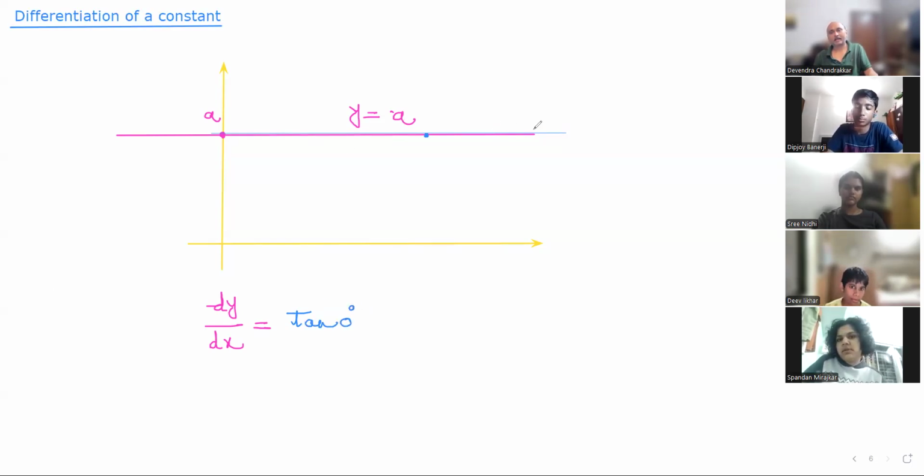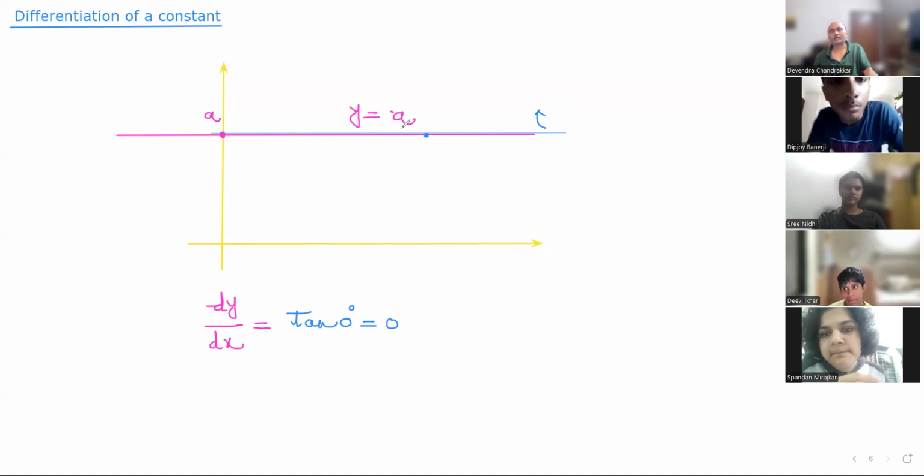So the angle which the tangent makes, this blue line is the tangent, makes it 0 degrees. So the slope of the tangent is 0. So dy by dx of a constant is 0. So differentiation of a constant is 0, right?